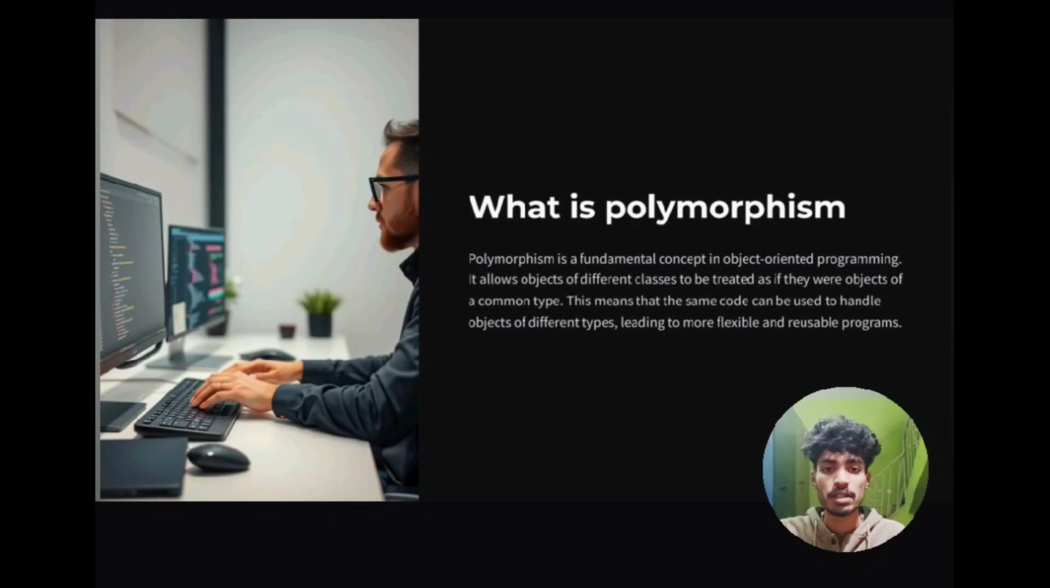What is polymorphism? Polymorphism is a fundamental concept in object-oriented programming. It allows objects of different classes to be treated as if they were objects of a common type. This means that the same code can be used to handle objects of different types, leading to more flexible and reusable programs.